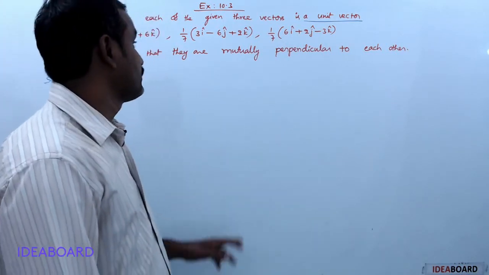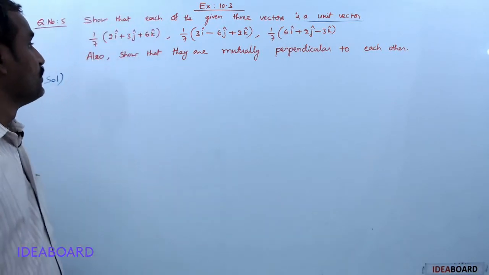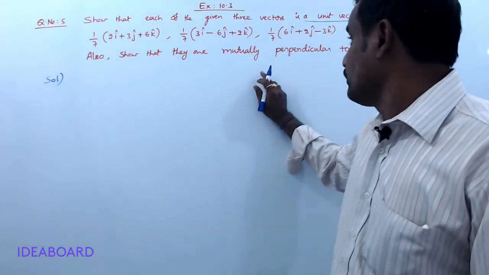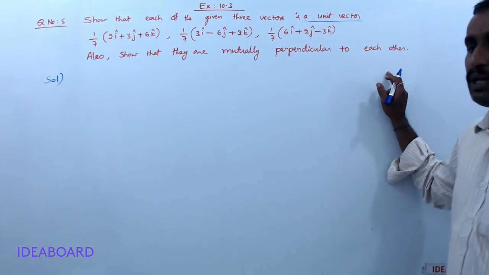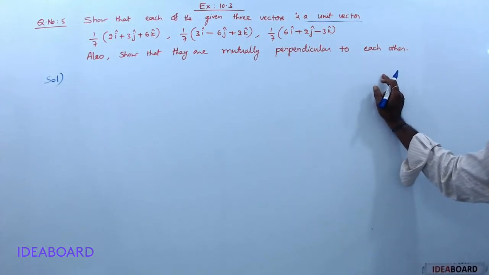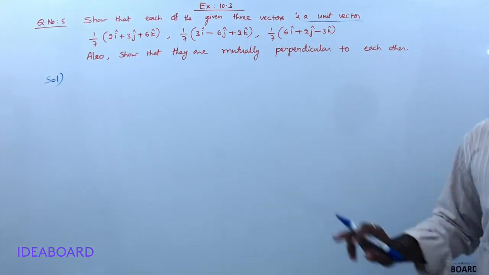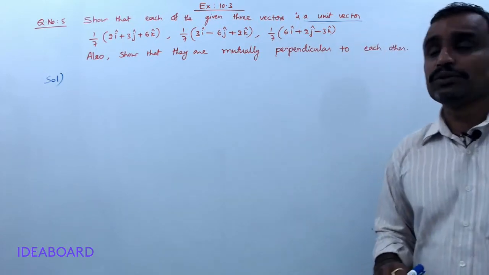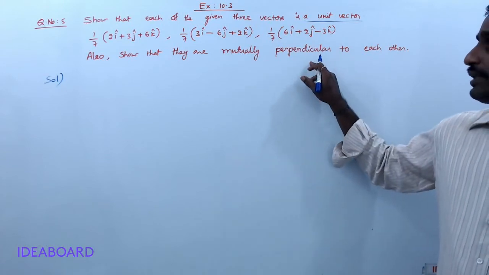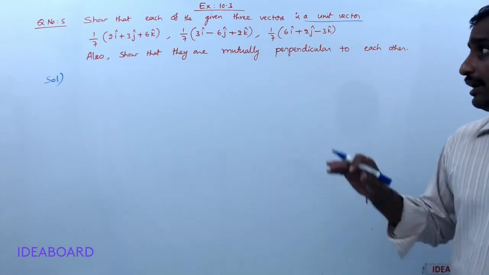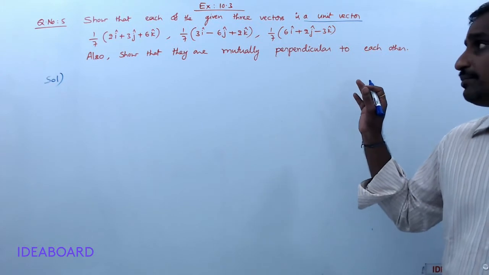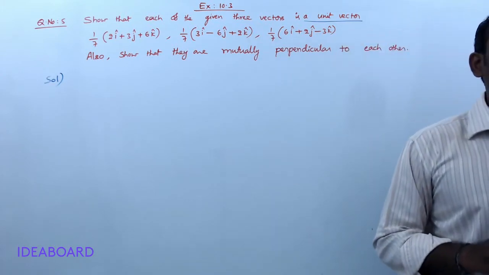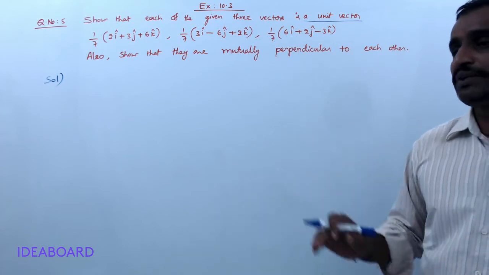Now the second subbit in the same question. Show that the given vectors are mutually perpendicular to each other. What is the perpendicular condition? Two vectors are perpendicular when the dot product becomes 0. When the dot product becomes 0, then the given vectors are perpendicular. So first you can calculate A bar dot B bar value, B bar dot C bar value, and C bar dot A bar value. If these dot product values become 0, then the given vectors are mutually perpendicular.